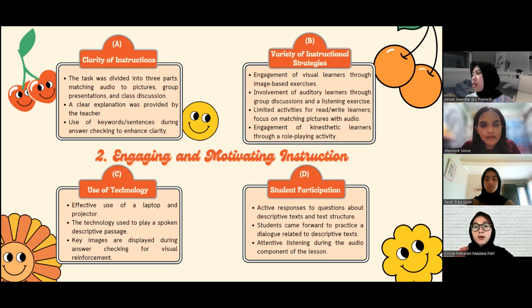The last element for this topic is student participation. In terms of student participation, it was excellent. Students actively answered questions about descriptive text and text generic structure. The session also involved students coming forward to practice a dialogue related to descriptive text. They attentively listened to the audio played by the teacher, showing their engagement in the auditory aspects of the lesson. Overall, the teacher's efforts to involve students positively impacted the learning experience. The next slide will be presented by my friend Diba.